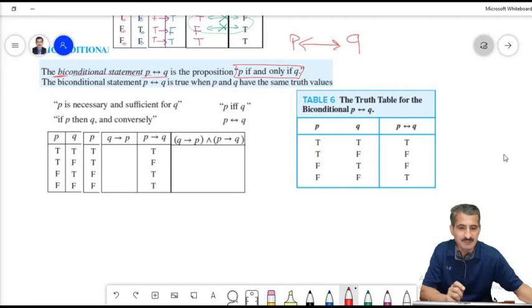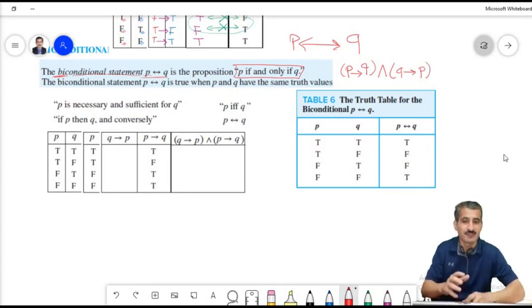So it has two conditional statements being conjuncted to each other. P gives Q and Q gives P, which is the converse. So the conditional statement and its converse are happening together.